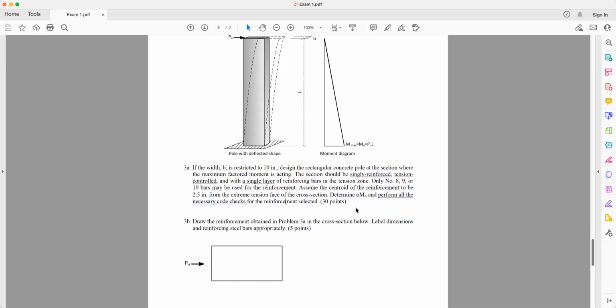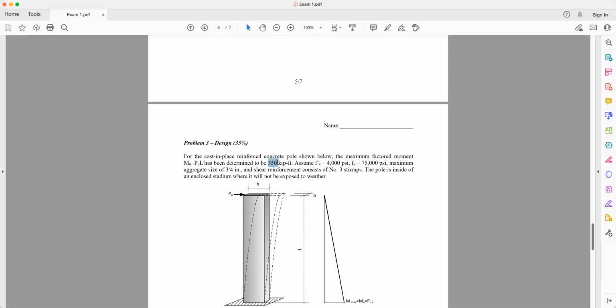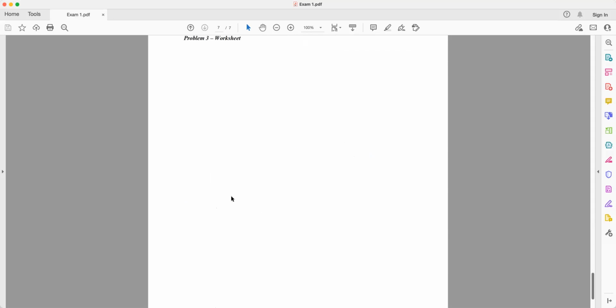Just check φMn, okay? Check φMn and compare that with the factored 350 kip-foot of moment. All right, and last but not least, once you finish the design, draw your design on the section. Remember which side is tension? Left side. It's in tension. So the bars better be on the left side. If I see the bars on the right side, no points, no points. And label dimensions, meaning I need the details: bar spacing, concrete cover, where the stirrups are located, where the corners are, show me, show me. All right, that's it. That's everything.